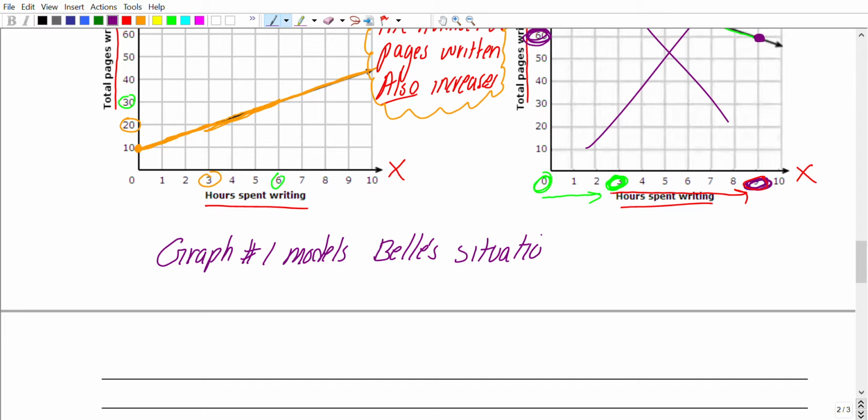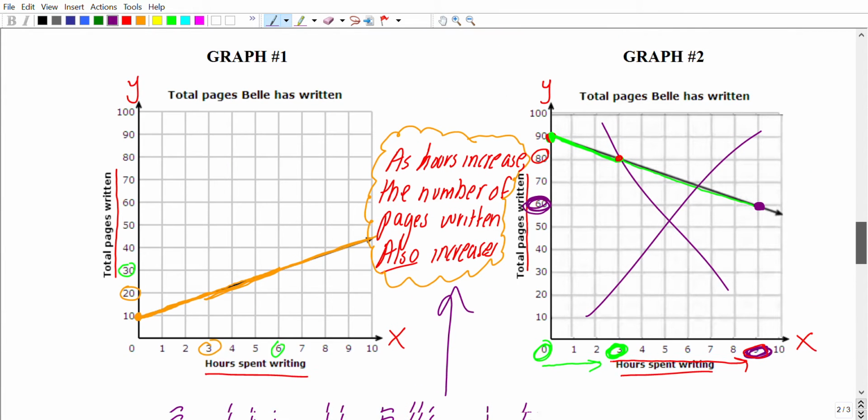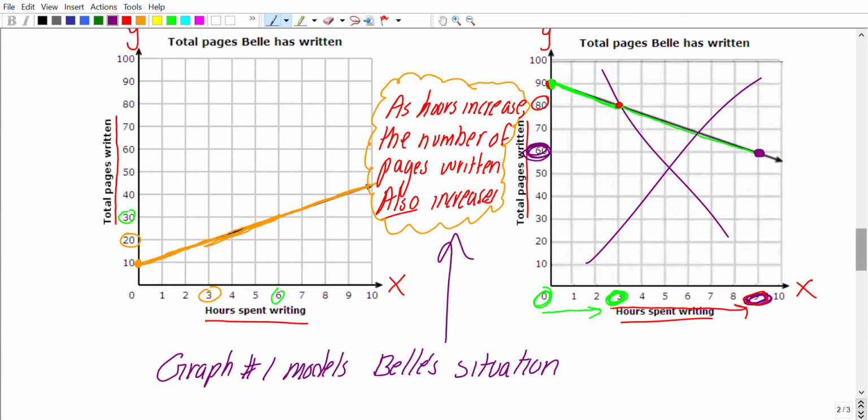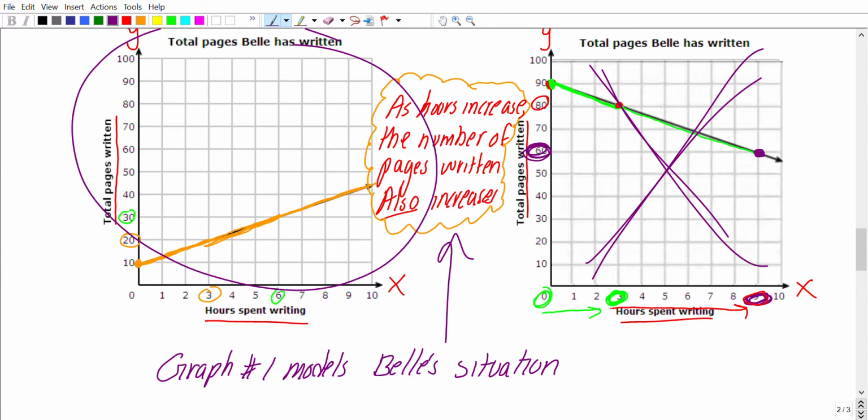situation. And it's modeling it because of this reason right here. We already wrote it up top. It's modeling it because as hours are increasing, the number of pages are also increasing. Okay, which makes sense. That's usually how it works. The more time you spend writing on a paper, the more pages you are actually writing on that paper. So graph number 1 is the winner. Graph number 2 is not.